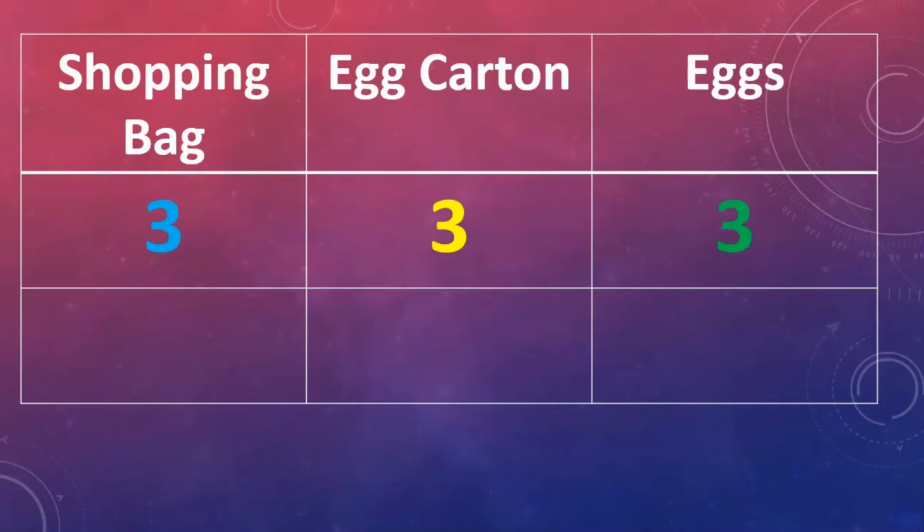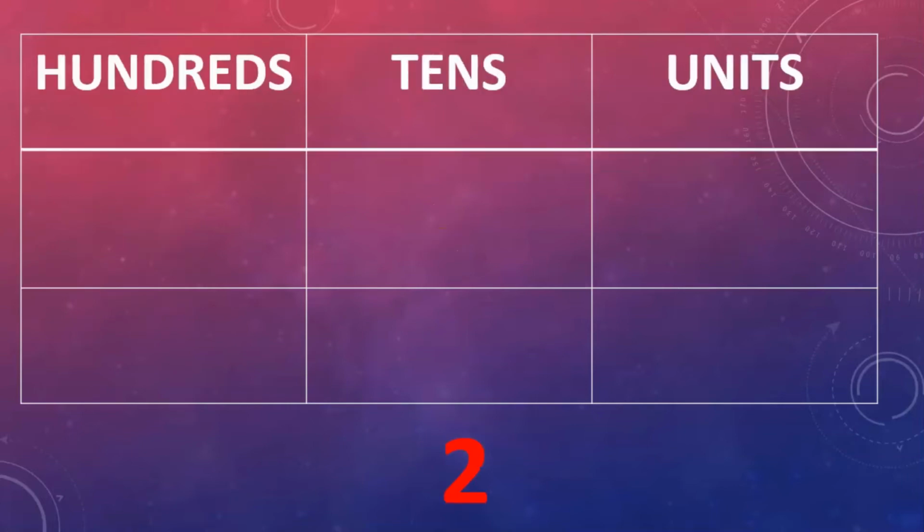Because we spoke about 3 spoons or 3 eggs. We spoke about 3 egg cartons. And we spoke about 3 shopping bags. And in each of these examples, the number 3 is the same natural number. But in each one of these columns, it has a different value. It's worth a different amount. So let's have a look at this one. Number 2. Number 2 will have a different value depending on which column we place it in.